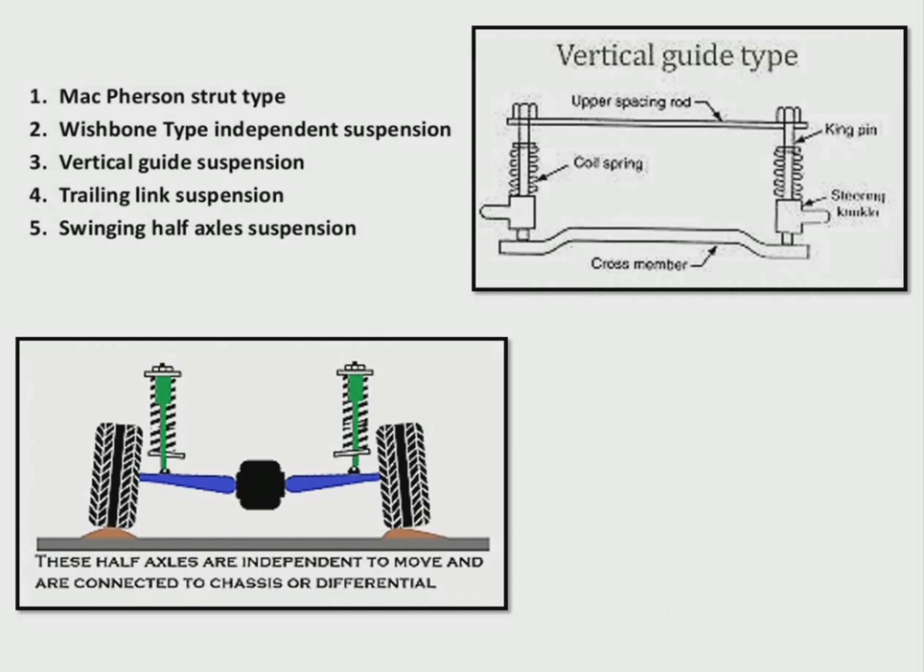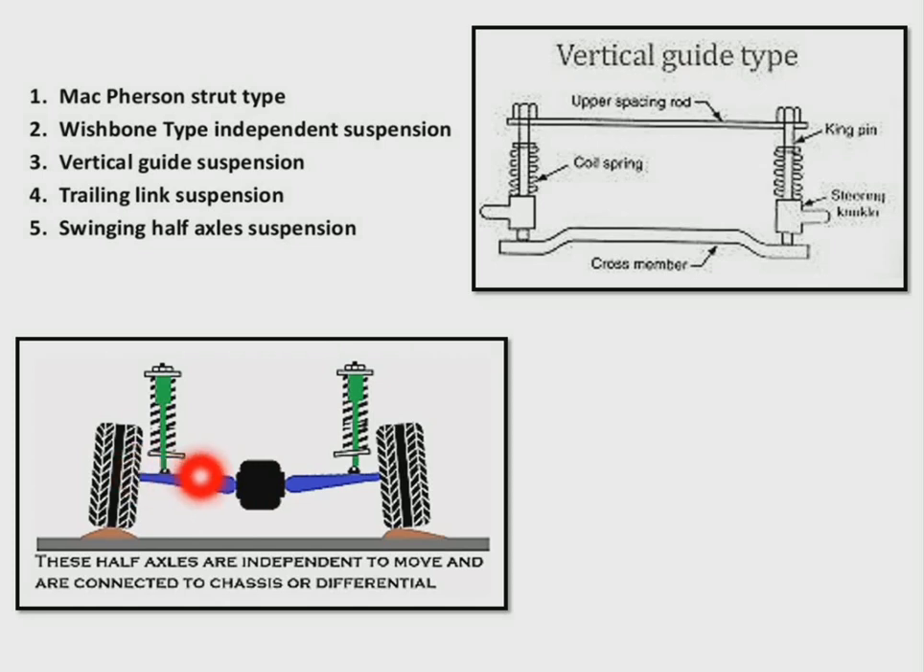Okay, last one: swinging half axle suspension, and also the vertical guide type suspension. So the first system is a swinging half axle suspension system, you can see here. This blue color indicates the axles, and this is actually a swinging half axle.